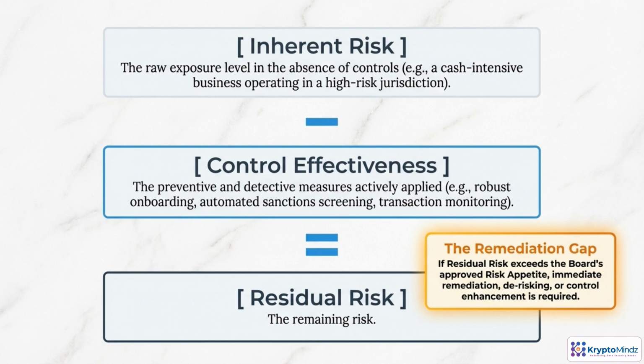AML risk breaks down into three steps. Start with inherent risk, the raw exposure before you apply any controls, such as a cash-intensive business in a high-risk country. Next come your controls: strong onboarding, sanctions and PEP screening, transaction monitoring, training, and audit. Their real-world effectiveness reduces that raw exposure. What remains is residual risk. If that residual risk still sits above the board's approved risk appetite, you have a remediation gap and must either strengthen controls or de-risk the relationship.